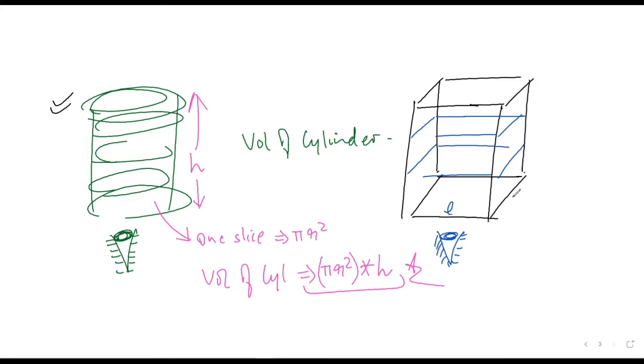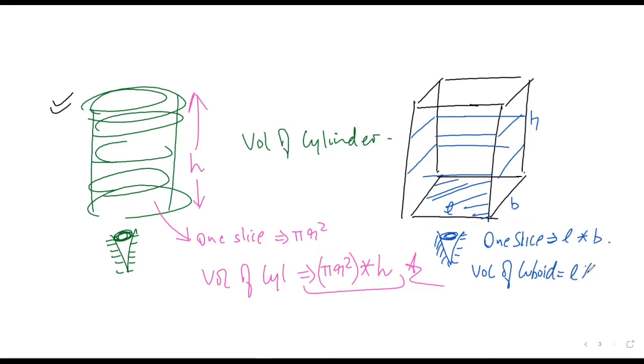Now if this is the length, this is the breadth, and this is the height, the area of one slice that I am looking at is length into breadth. Mr. Satya, do you agree? Yes, sir. Therefore, the volume of the cuboid would be equal to length into breadth, which is the area of one slice, into height. Do we agree to this? Mr. Sarthak, Mr. Satya. Yes, sir.